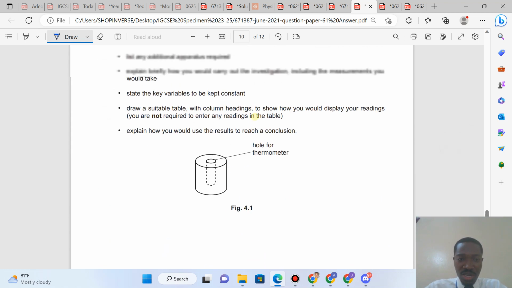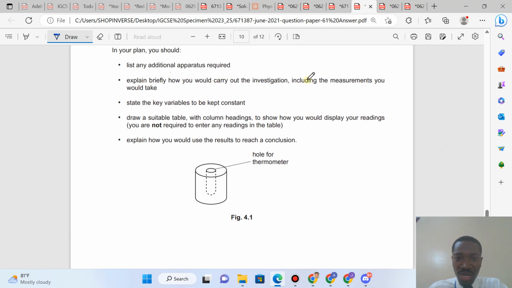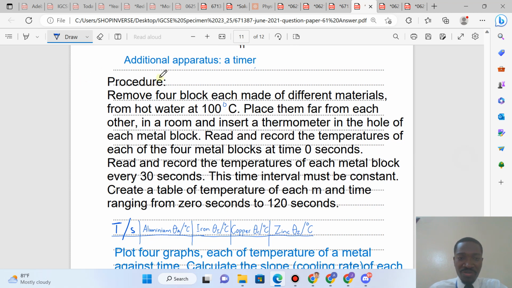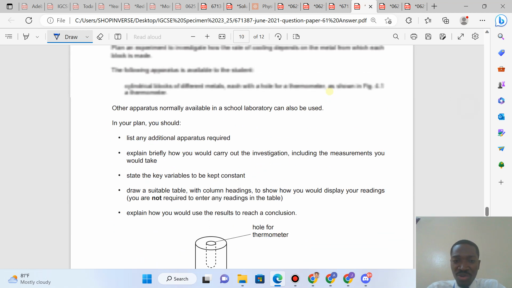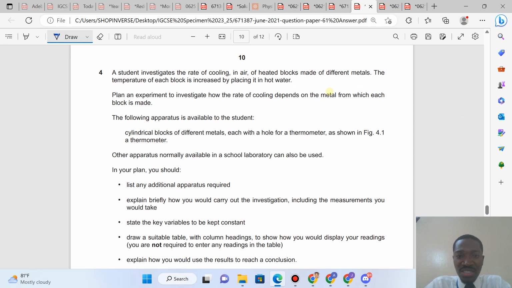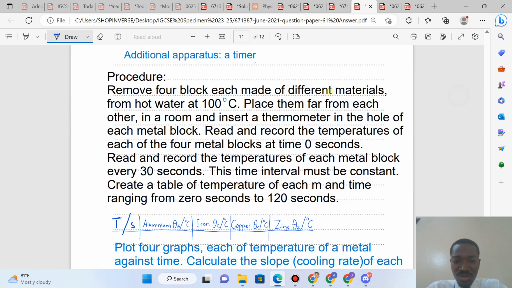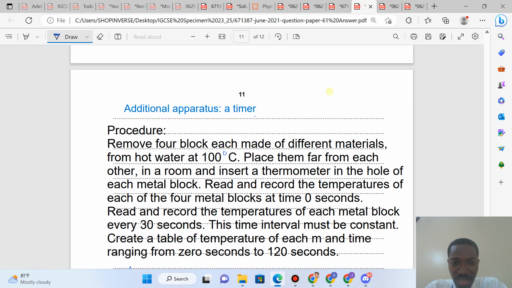Then the second question says explain briefly how we carry out the investigation, including measurements you will take, and this is the procedure. The first one, remove. So now you don't start by telling us put metal block in a container and heat it. Why? Because the procedure already tells us that you want to investigate the rate of cooling of heated metal blocks. So you have been told that the metal blocks have been heated and they are of different metals. So you just start straight by telling us what you do after they have been heated.